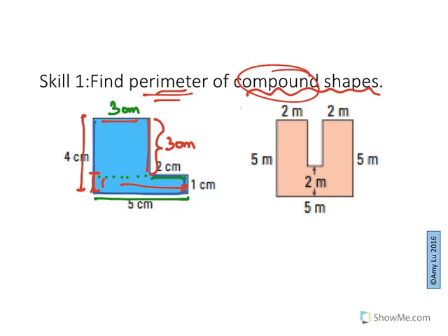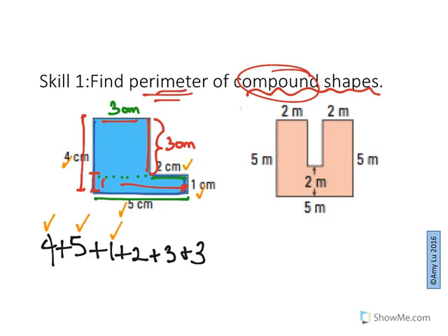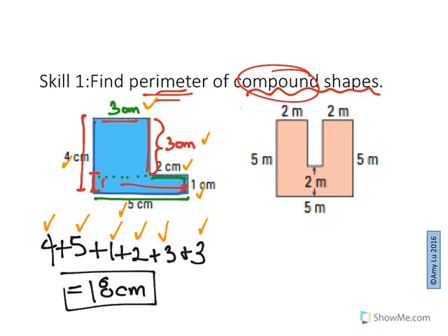Now that I know all the sides, I can add it. 4 plus 5 plus 1 plus 2 plus 3 plus 3. And I'm going to check to make sure I have all 6 sides. 4, 5, 1, 2, 3, and 3. Okay, I have all the sides covered. Now I'm going to add them. So when you add 4 plus 5 plus 1 plus 2 plus 3 plus 3, you should have 18 centimeters. And it's perimeter, so it's just 18 centimeters.